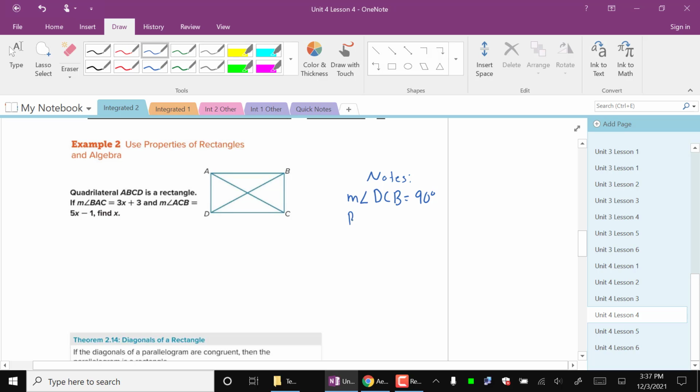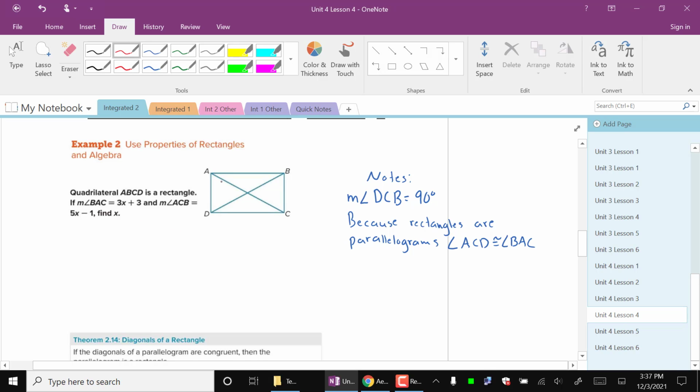And because rectangles are parallelograms, angle ACD is going to be congruent to angle BAC. So it's going to help us out in a little bit. So again, we want to figure out x for this. So I'm going to start building it up.